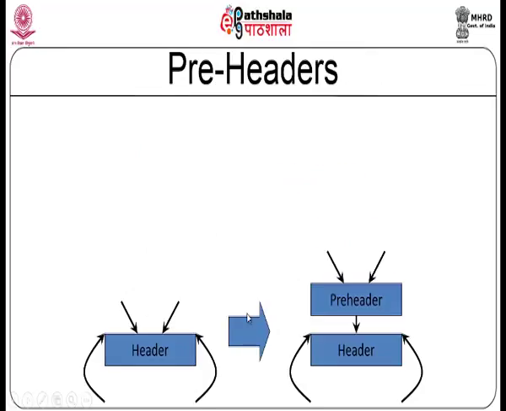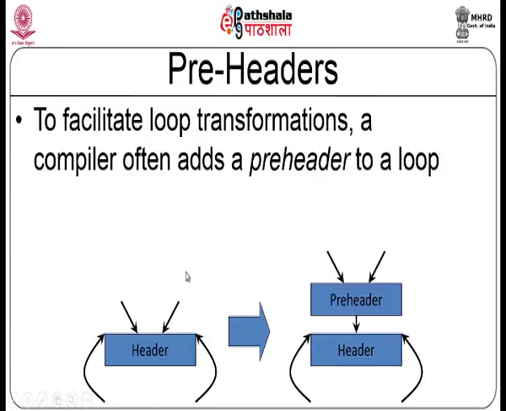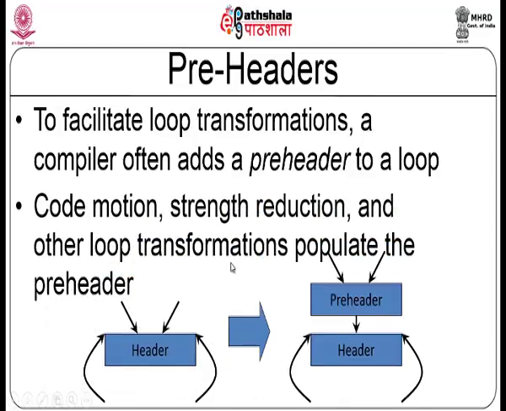Now there is a concept called pre-header and header. To facilitate loop transformations, a compiler often adds a pre-header to a loop. The first basic block is called the header. In addition to that, one more block is added just above the header, which we call the pre-header. The pre-header is typically used for performing code motion or strength reduction. It's part of your loop optimization.